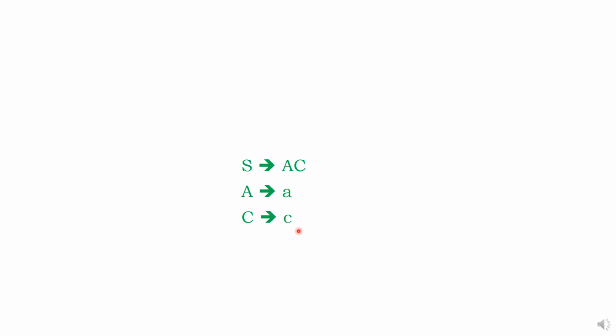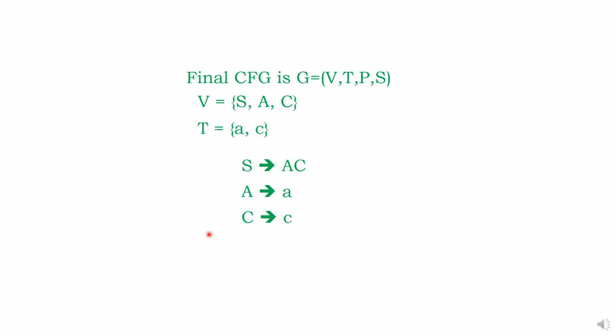So we have removed useless symbols in two major categories. One is not reachable, the other one is not terminating. Now this is your production rule. Come on, you can give the grammar. What is the grammar? VTPS. Ready? Who is V? Variable. Who is variable? Capital letters. S, A, C. Good. Who is T? Terminal. Small letters. Small letter a, c. Very good. This is the production rule P I am having. P is ready. What is S? Start symbol is S. Ready.